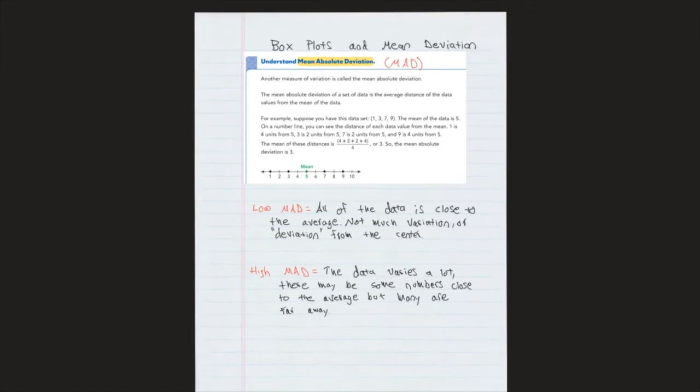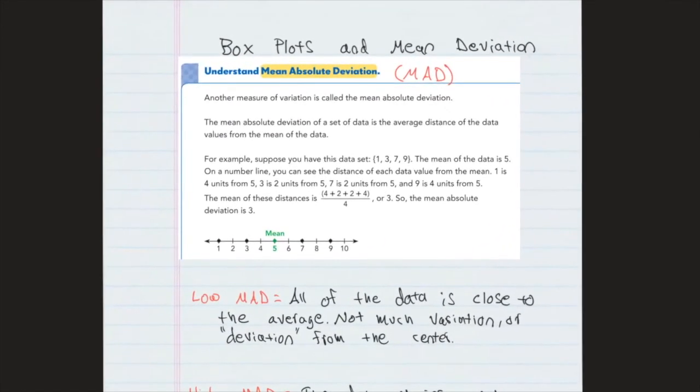box and whisker plot. Now, what we're going to talk about here is called the mean absolute deviation. So I cut out from the book this kind of definition instead of writing one because I thought it was really good. This one says that it's another measure of variation, which is called the mean absolute deviation. So the mean absolute deviation of a set of data is the average distance of the data values from the mean of the data. So that's kind of wordy.